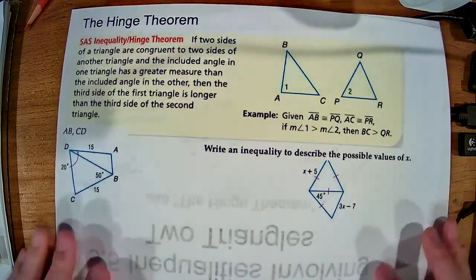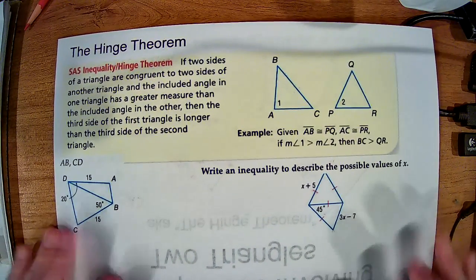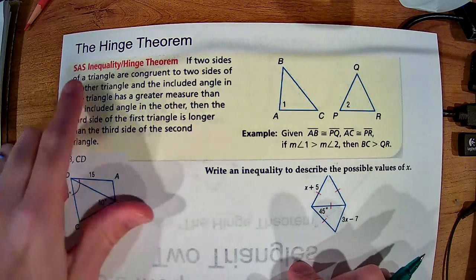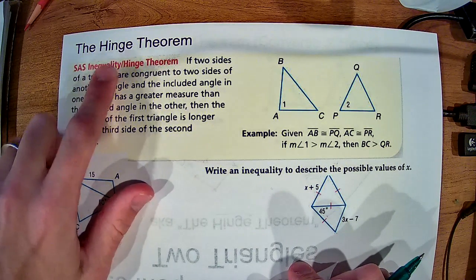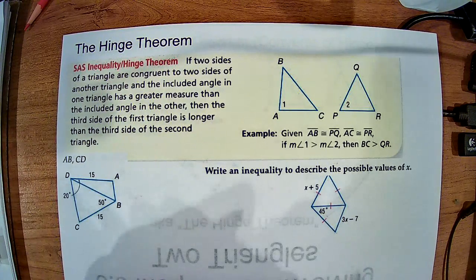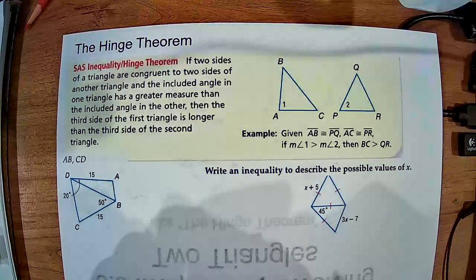Here's all the technical mumbo jumbo. And again, we'll go over it. It's not very complicated. Sometimes it's referred to as the side angle side inequality theorem. I like calling it the hinge theorem. It just kind of helps remind you what it's really about. So here's what it says.